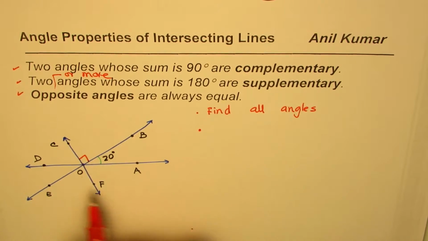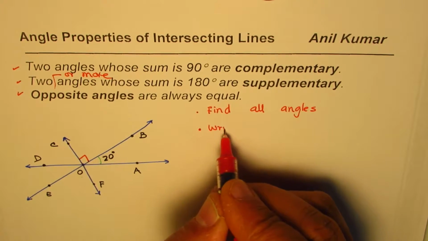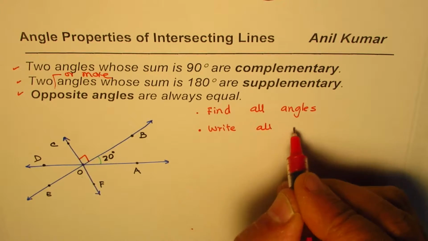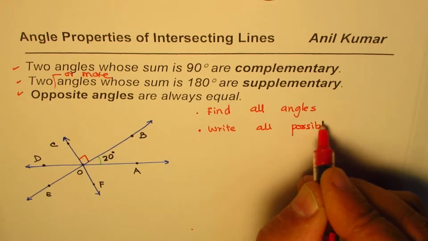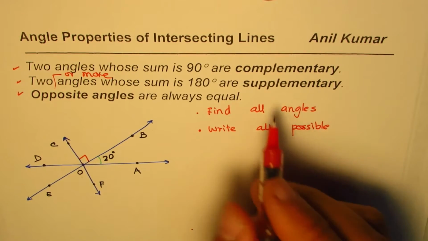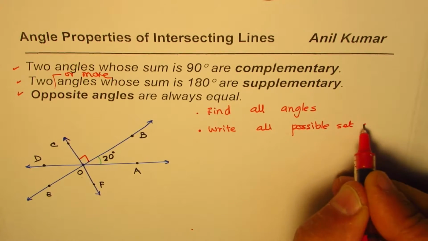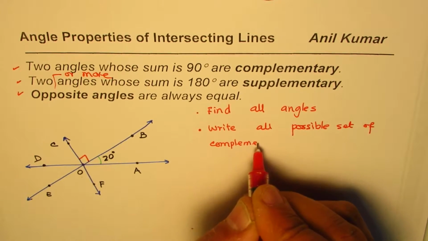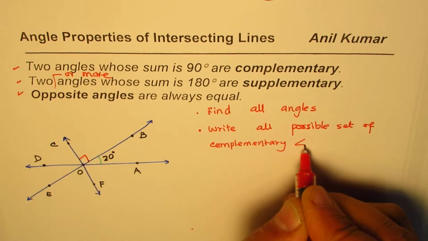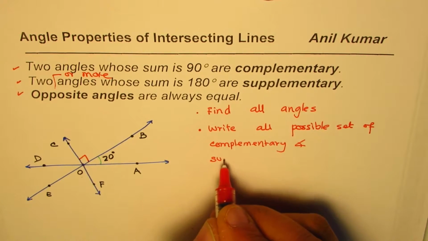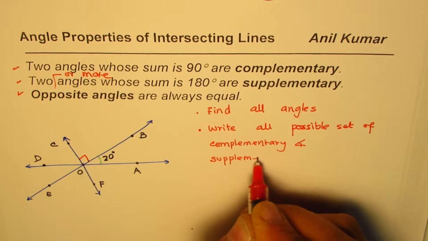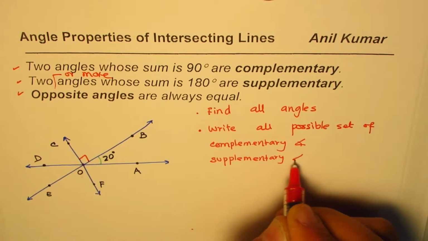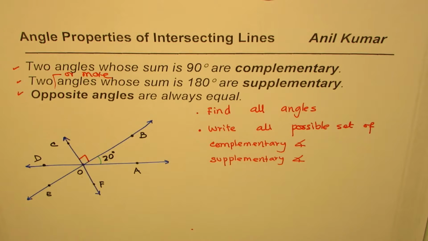And the second question is, write all possible sets of complementary angles and supplementary angles. Correct. So you can pause the video, answer this question, and then check with my answer, okay? So I'll give you a quick answer here.